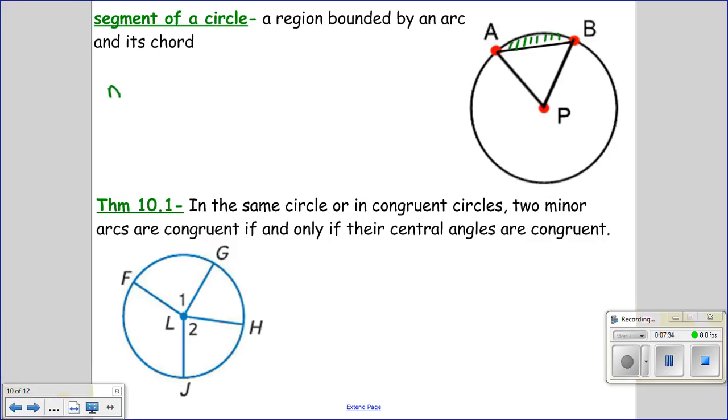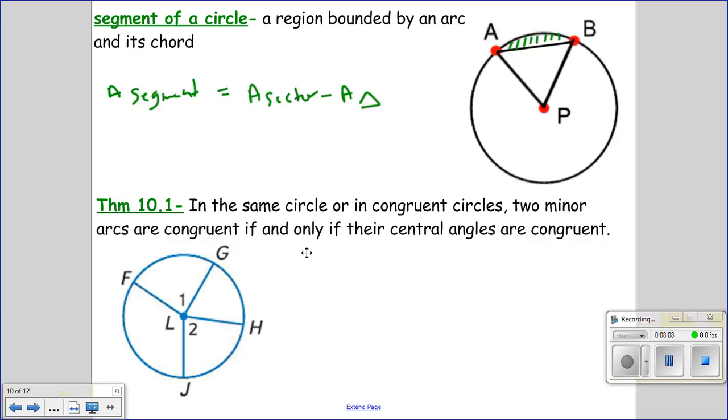So to find the area of the segment, it's equal to the area of the sector, the whole slice, minus the area of the triangle. So it's like finding the area of the shaded portion only. We need the whole pizza slice, and then we're going to subtract the triangle to get that shaded portion.